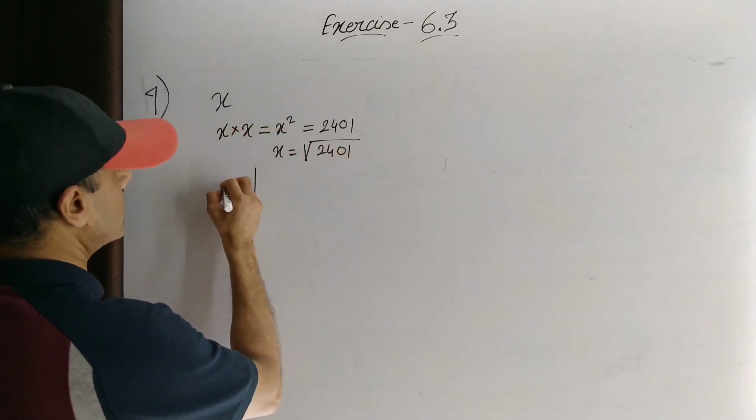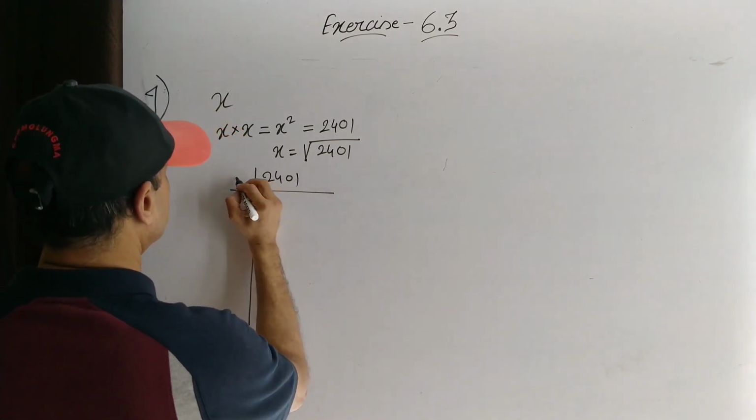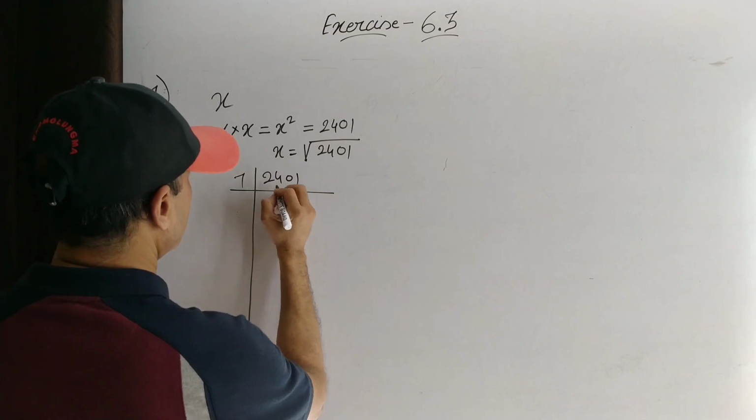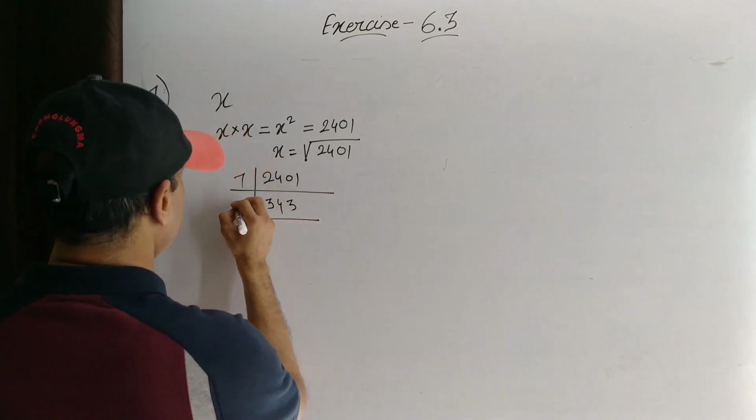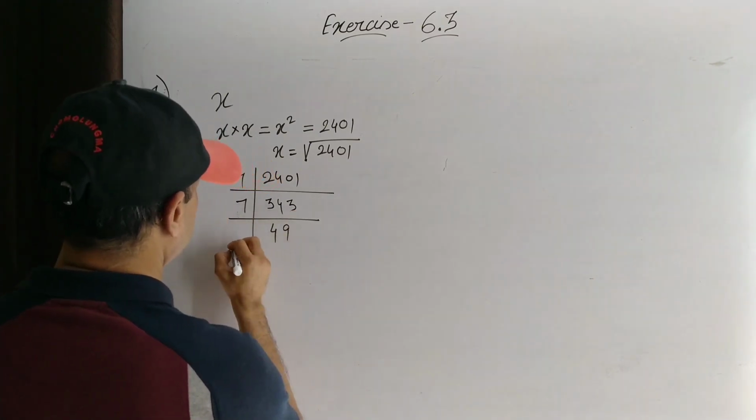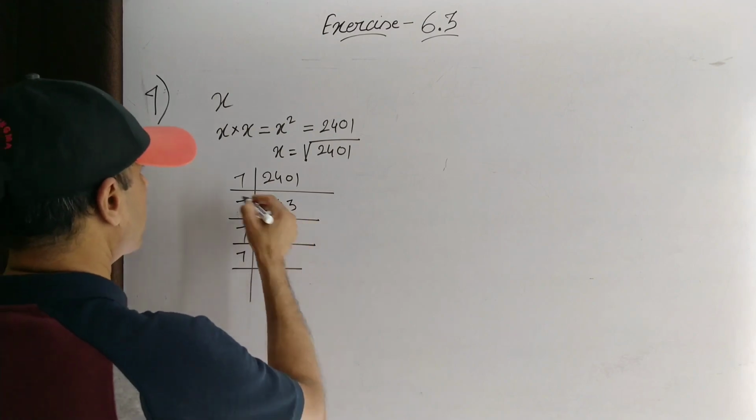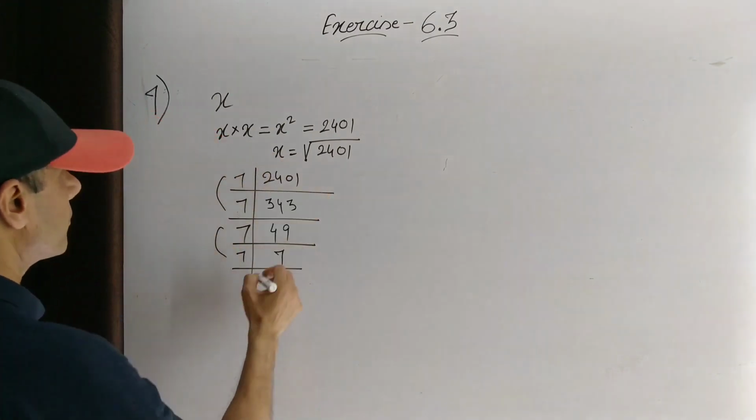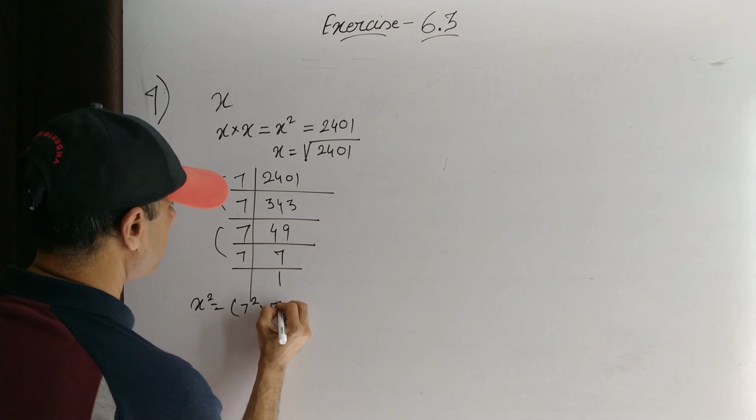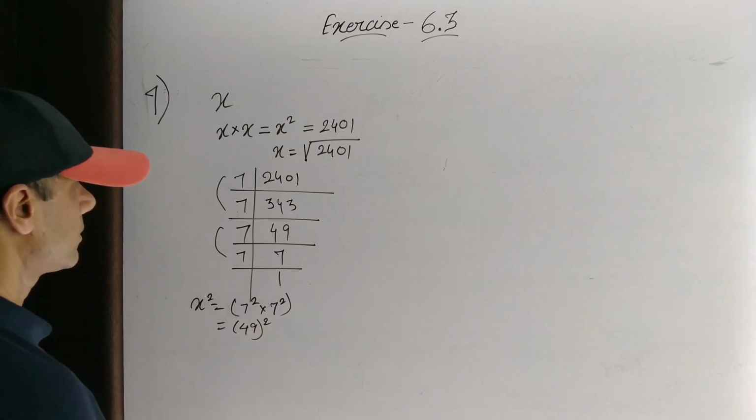So let's factorize this 2401. This number is divided by 7, and again 7, 7, and 7, so we got the factors and these are in pair, so we can write x square is equal to 7 square into 7 square, or this will be 49 square.